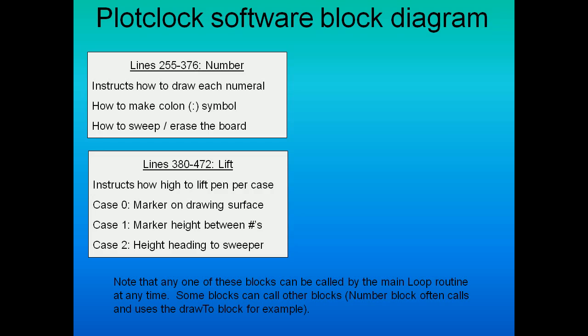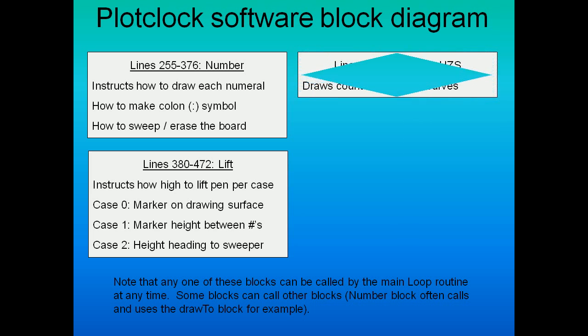So there's case 0, where the pen should be on the drawing surface, which needs to be tuned in when we calibrate. Case 1, the marker height between the numbers when it's lifting up and it doesn't want to be on the surface so that we don't drag the pen. And case 2, bringing the pen up even higher so when it heads towards the sweeper it doesn't run into anything. The next block is 475 to 486.